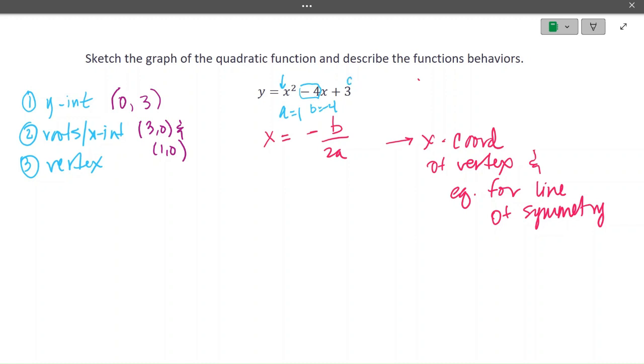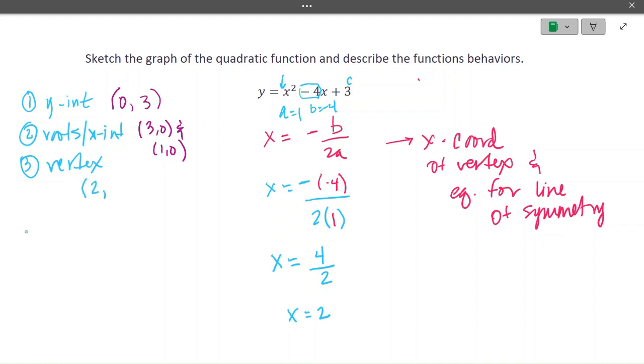Okay, so all I'm going to do at this point is substitute. Everywhere I see b, I'm putting in -4, so my negative is here. So I'm going to plug in -4 all over 2 times a, and a is 1. You can see those substitutions. So my x equals -4, which is +4, divided by 2 times 1, which is 2. So x equals 2. The x coordinate of my vertex is 2.